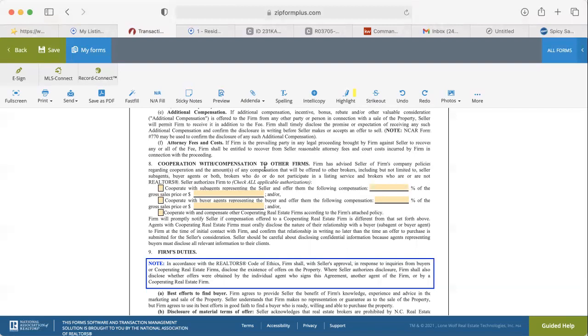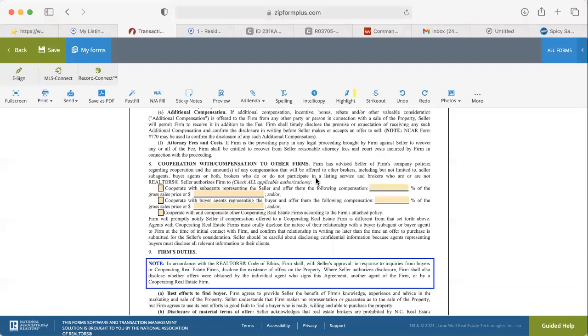Number 8 talks about how we're going to pay another agent or another firm. So one thing we'll cover on Wednesday with the MLS basics is that the MLS was designed and created probably 100 years ago in an effort to create a compensation agreement among firms that are members of the MLS. So Keller Williams is a member of the NCR MLS. Century 21 is a member. Coldwell Banker is a member. Intracoastal is a member. You have many, many members.